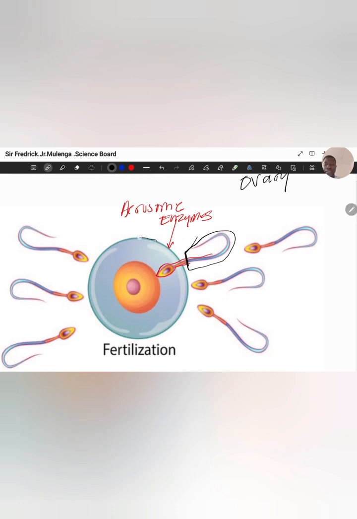Now the wall of the ovum closes to prevent other sperm cells from entering it. It actually secretes some chemicals that prevent other sperm cells from entering, because there is already one sperm cell inside there. When the nucleus of the sperm cell and the nucleus of the ovum mix together, rather we use the term fuse together, we call it fertilization. So fertilization has taken place there.